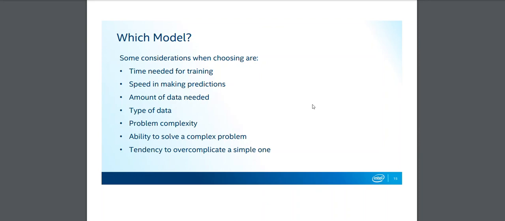So there's a lot of stuff we need to take into consideration when it comes to a model. Some models take a lot of time. Some models need a lot of processors. Some models require a lot of data. How complex is the problem that we're dealing with? Right. Now, there's a tendency to overcomplicate something that is quite simple.